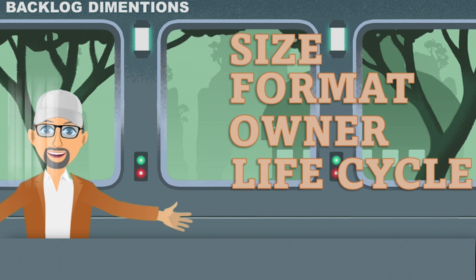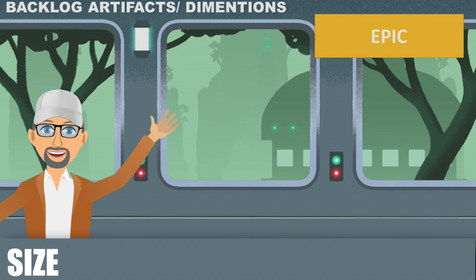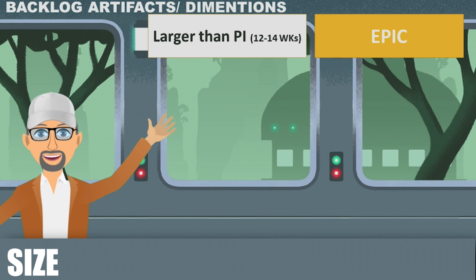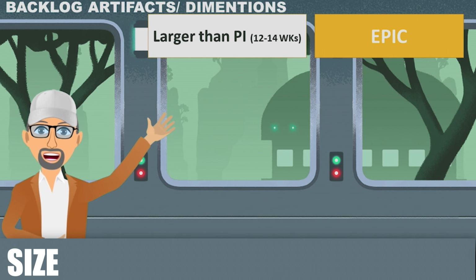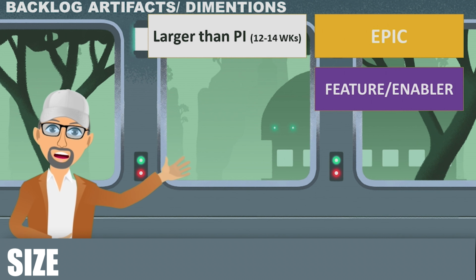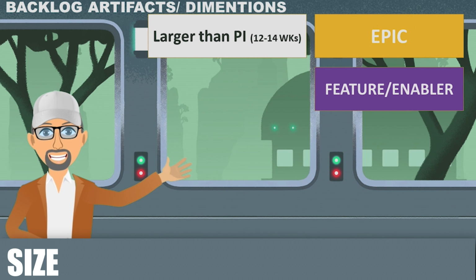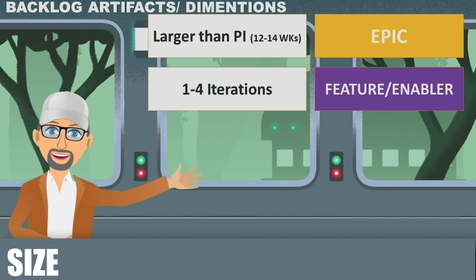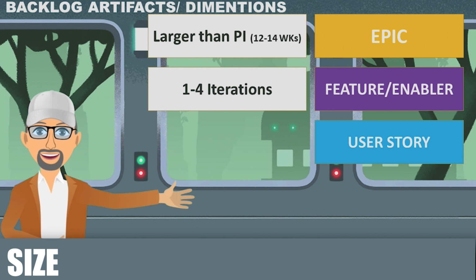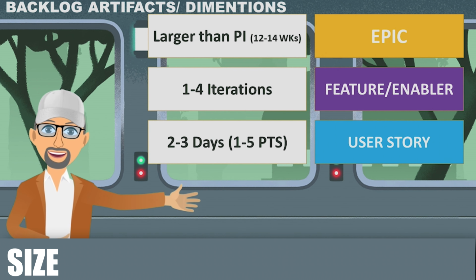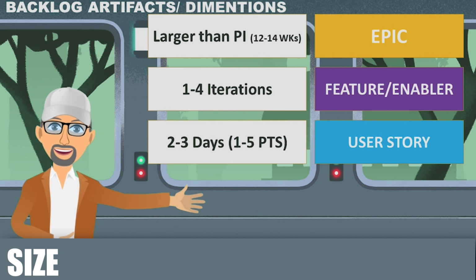The first one let's talk about is the size. Obviously the biggest are going to be your epics, because epics are huge like a student loan, and they can span a greater amount of time than a single program increment. They could even go up to years. Followed by your features, which are typically 1 to 4 iterations long. You want to leave some buffer to make sure you can get those features done. Followed by a user story. You want to get those done in 2 or 3 days, or 3 to 5 points typically.